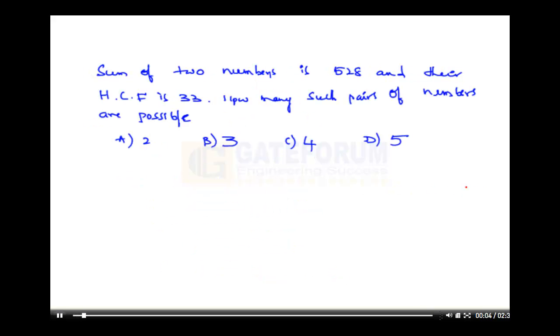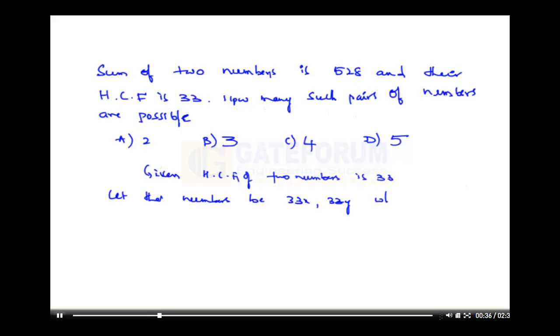The sum of two numbers is 528 and their HCF is 33. How many such pairs of numbers are possible here? Now what is given here? Given, the HCF of two numbers is 33. So let the numbers be 33x and 33y, where x and y are co-primes.